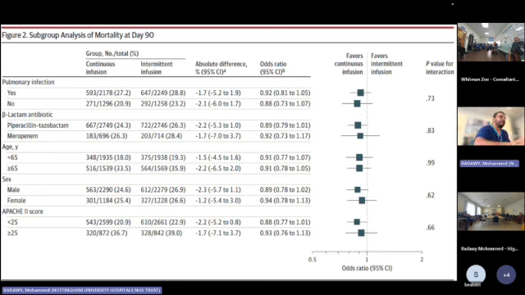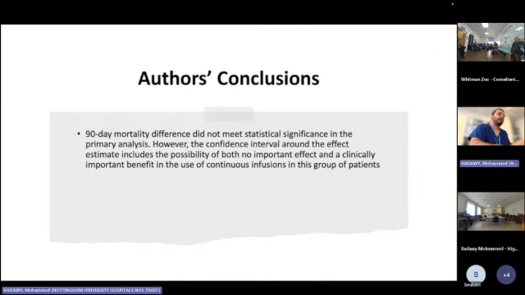And then this is subgroup analysis, mortality at 90 days. As I said, it's not a statistically significant difference, but studying the sub-analysis of subgroups, you may argue it all favors the continuous infusion. And the authors' conclusion: they have written that despite this not meeting statistically significant difference in terms of mortality, the confidence interval may say that there may be a potential benefit of the continuous infusion.